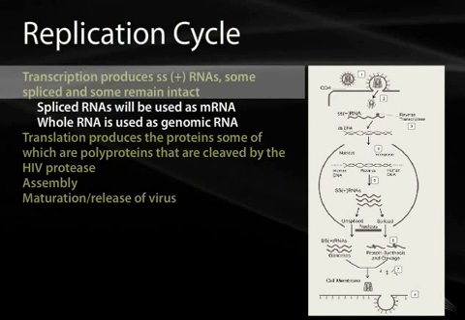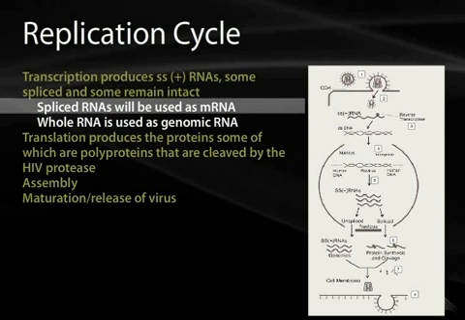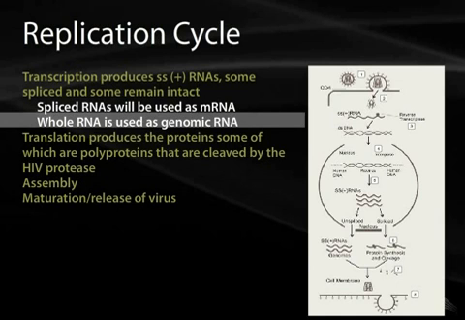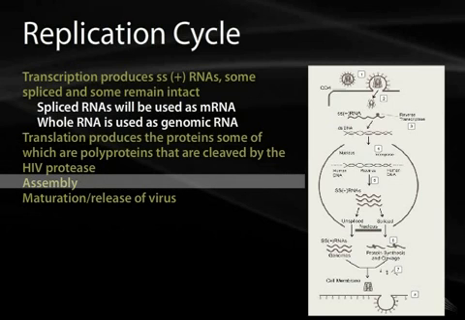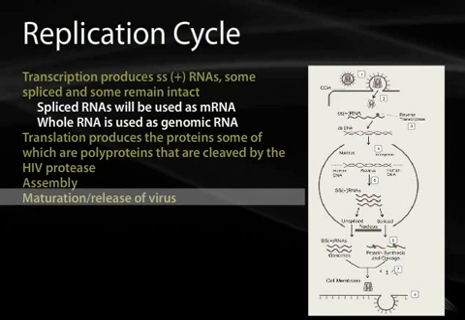Transcription produces some single-stranded positive RNAs, some spliced and some intact. The spliced RNAs will be used as mRNA. The whole RNA is used as genomic RNA. Translation then produces the proteins, some of which are polyproteins, which are cleaved by the HIV protease. You then have assembly of the entire virus, and maturation and release.